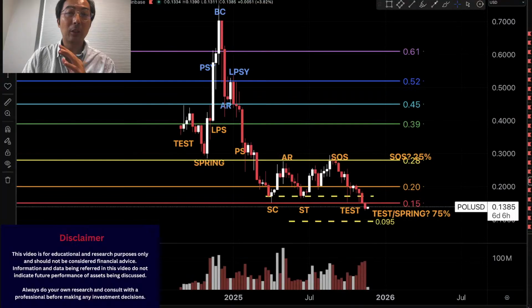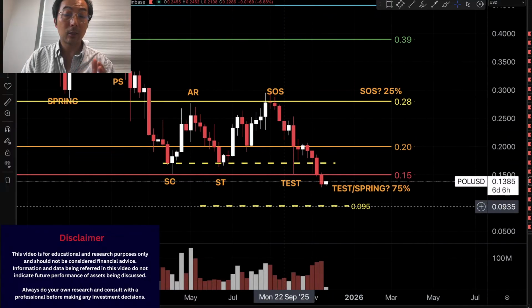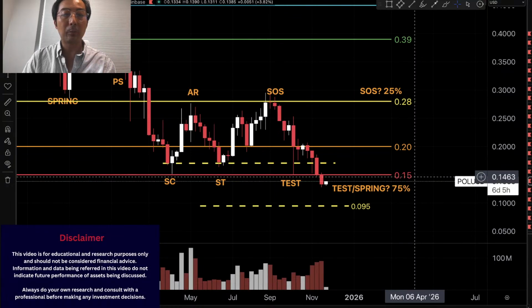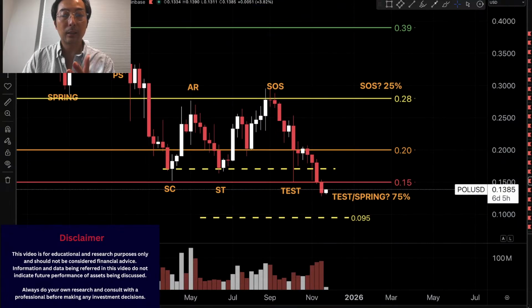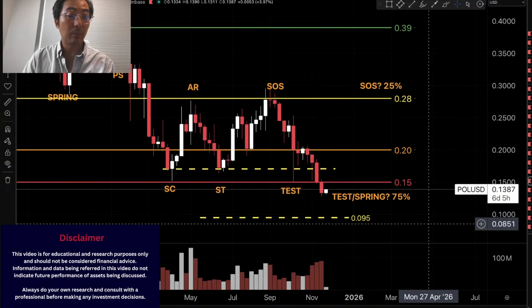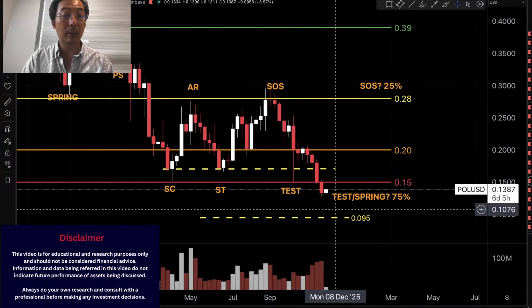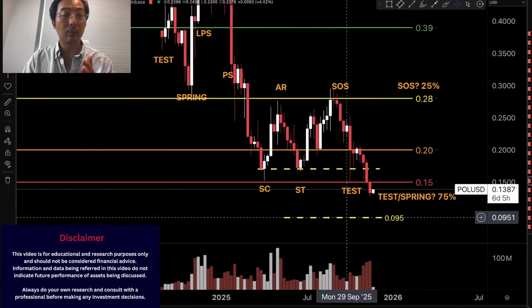To start off with, this is the weekly chart of Polygon. Previously, I shared these two yellow dashed lines across these key levels. Last week, Polygon dropped below the red key level of 15 cents. This week, to start with, there is a bit of price climb, but as long as the downtrend continues, the 0.095 support is where it is going to test. When we get to the daily chart, we'll see more detail.